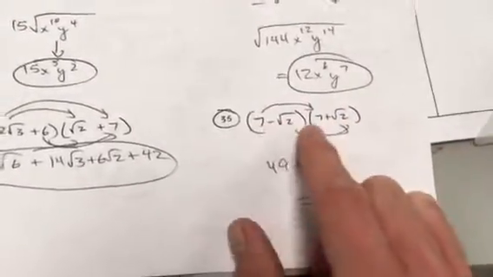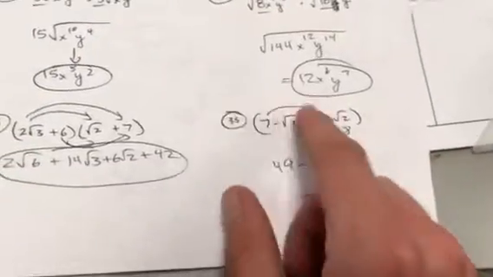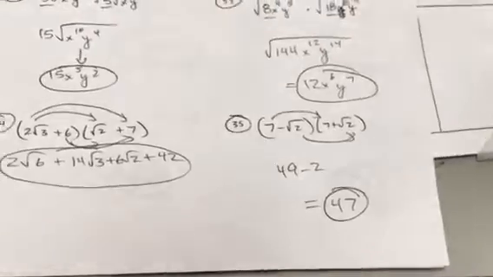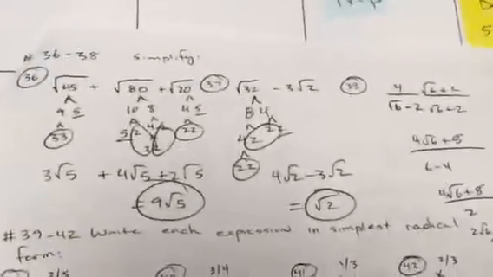35, you have conjugates. 7, 7 root 2, opposite signs in between. So all you have to do is the first and the last part of FOIL. Root 2 times root 2 is root 4, which is 2. You're squaring a square root. Now, should be pretty easy.